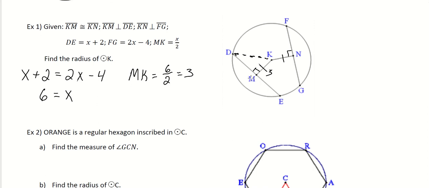We can find DM. All right, we know DE because we know x equals 6. So 6 plus 2, DE is 8. So the entire chord is 8. What does DM have to be? It has to be half of that. We learned that last lesson, that when a chord intersects with the perpendicular segment from the center, that perpendicular segment, which is KM in this case, is going to bisect our chord. So 4 is DM. So we're asked to find the radius. 3, 4, KD has to be 5. That's a 3, 4, 5 right triangle. There you go. The radius equals 5.